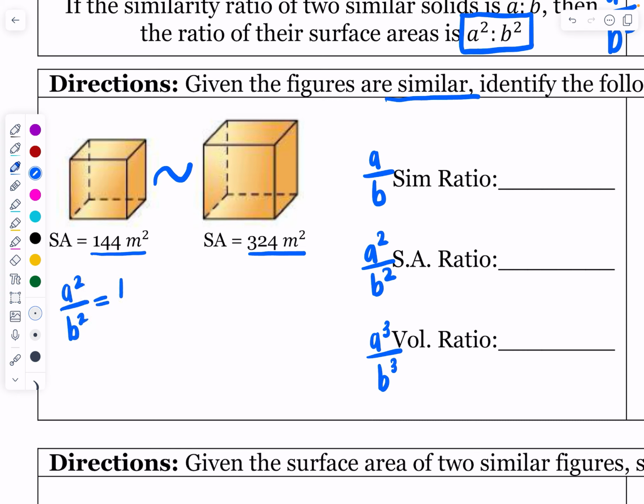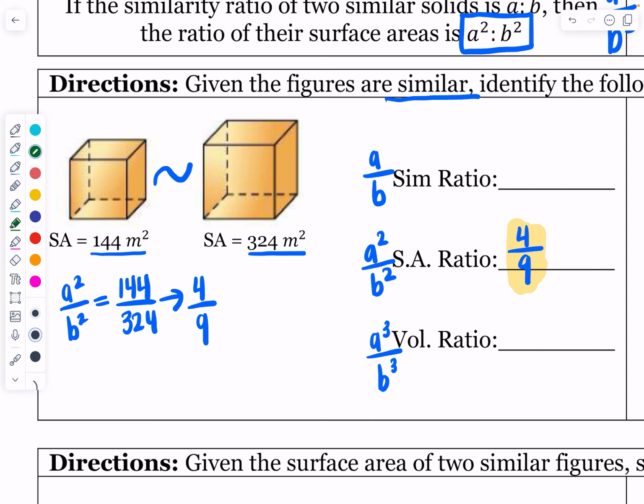We can fill in, that's going to be 144 over 324. Because it's a ratio, it needs to be fully reduced, so let's go ahead and do that. We're going to reduce it from the beginning so we don't have to reduce them at the end. That reduces to 4 over 9. So which level do I put that on? The similarity ratio, level 1, surface area ratio, level 2, or volume ratio, level 3? 4 over 9 is going to be my surface area ratio because I just compared two pieces of the surface area. Okay, so there's my surface area ratio.